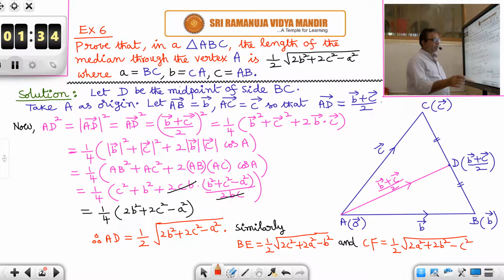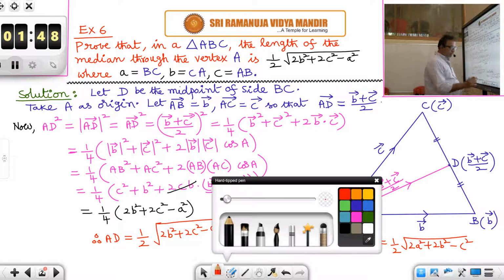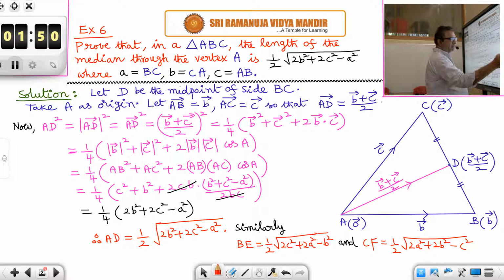I have drawn a triangle ABC. Our aim is to find the length of the median through the vertex A. For the vertex A, the opposite side is BC. So I have considered the midpoint of the side BC. That is D here. Suppose it is D. Then I have joined A and D. So now I want a formula for the length AD in terms of the sides of the triangle.